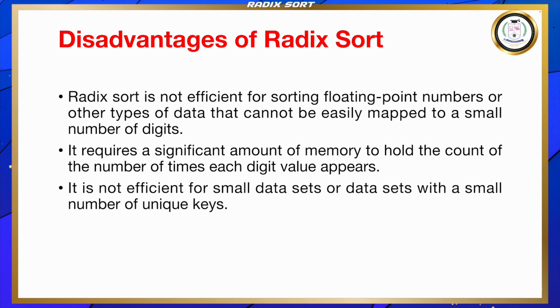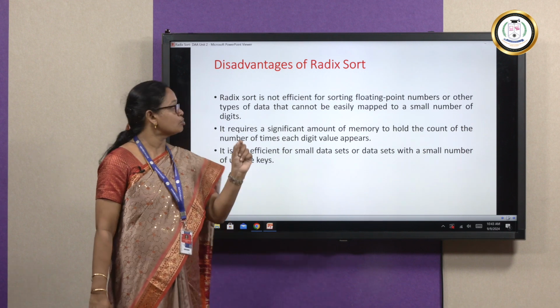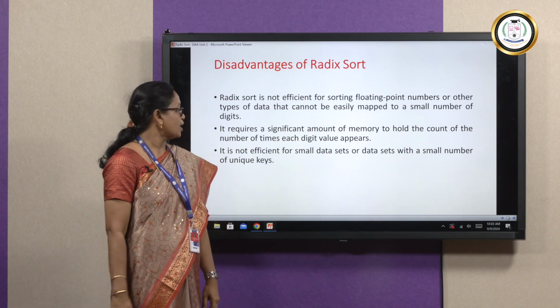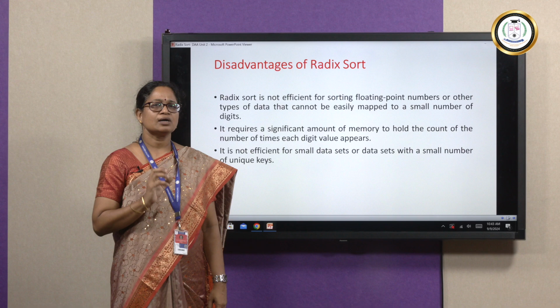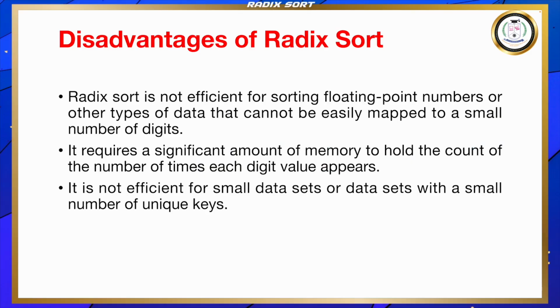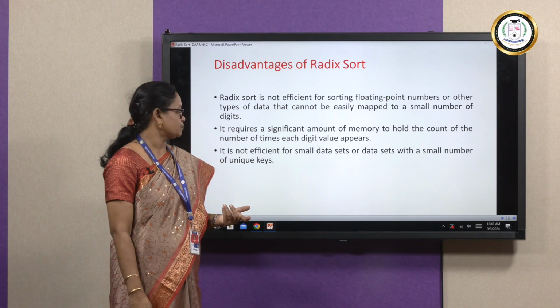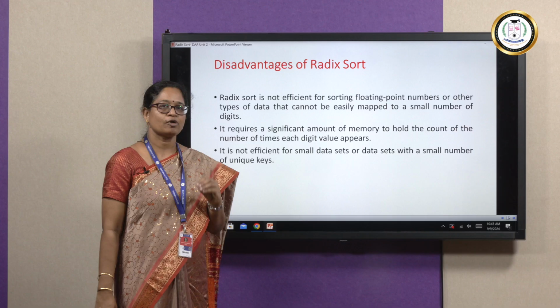The disadvantage of Radix sort is it is not as efficient for sorting floating point numbers or other types of data that cannot be easily mapped to a small number of digits. And it takes a significant amount of memory to hold the count of the number of times each digit value appears. So it is not efficient for small data sets or data sets with a small number of keys.